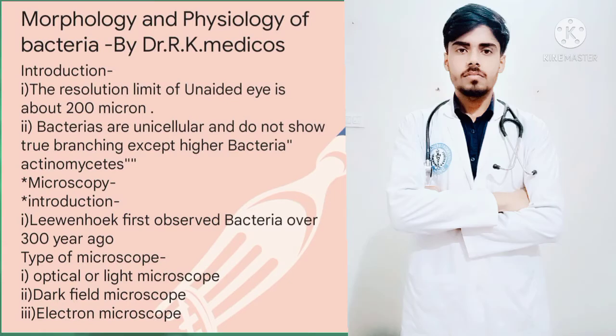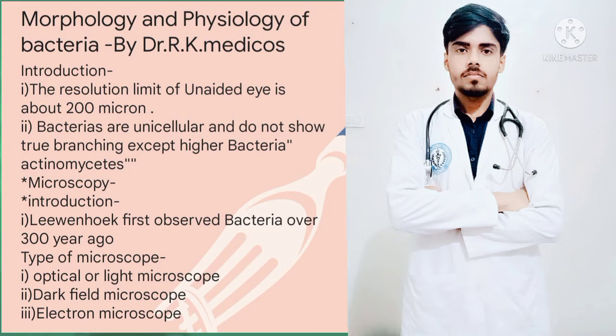Before discussing the morphology and physiology of bacteria, firstly we will see some important points that should be remembered in your mind. First is the resolution limit of the eye is about 200 microns, right? And the bacteria are unicellular and do not show true branching, except the higher bacteria like Actinomycetes.